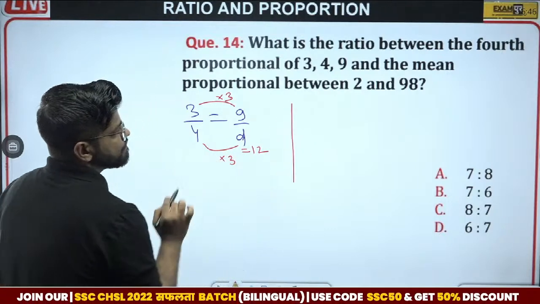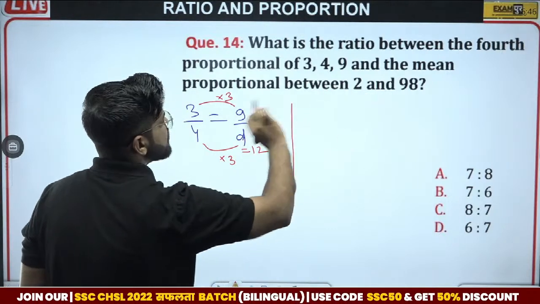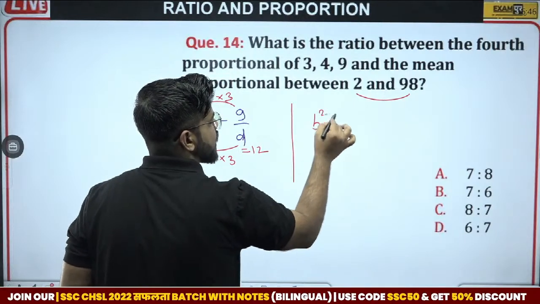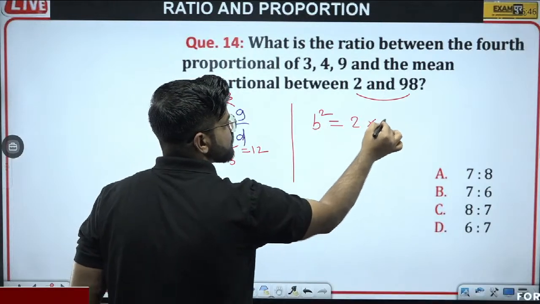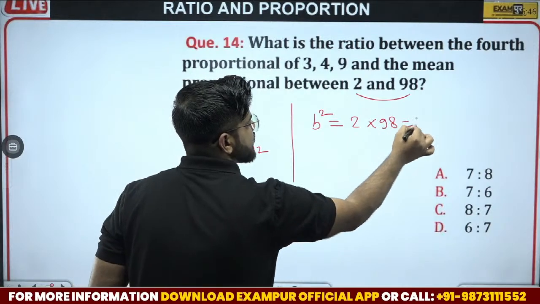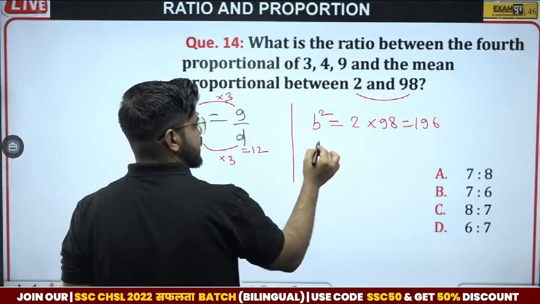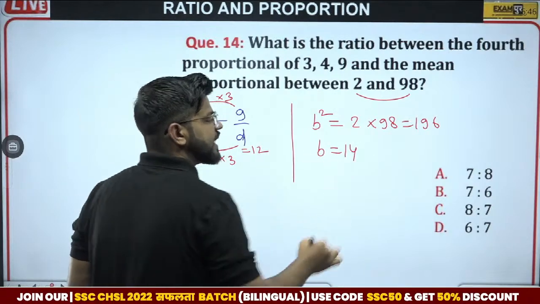So we have got D, and the mean proportion of this means B square is equal to 2 into 98. 2 into 98 is what? 196. Now 196 is the square of 14. Very good. So here we will get 14.